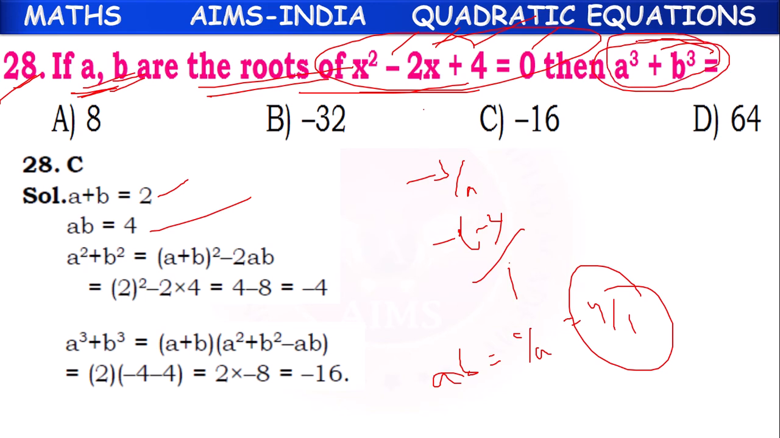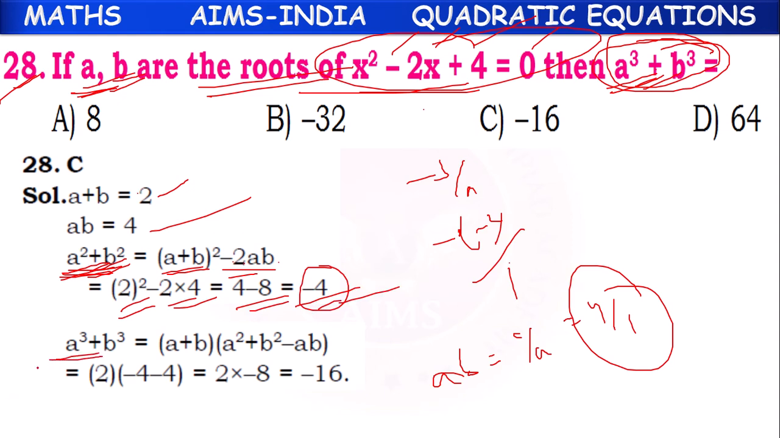Now we have to find this value. But before that, let us try to find a square plus b square value. We have the formula a square plus b square equal to (a plus b) whole square minus 2ab. So a plus b value 2, 2 square minus 2 into ab, means 2 into 4, 4 minus 8, which is minus 4.